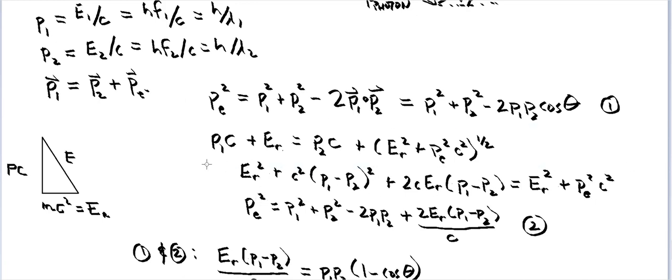We can then solve this equation for PE squared. And if you do that, you should get something like this. And I'm going to call that equation 2. Hopefully that's not terrible.